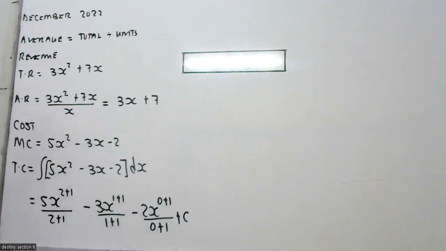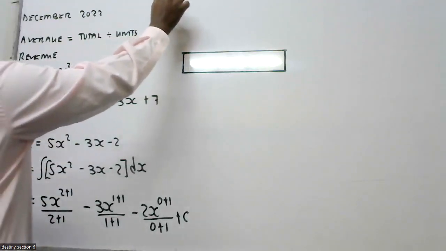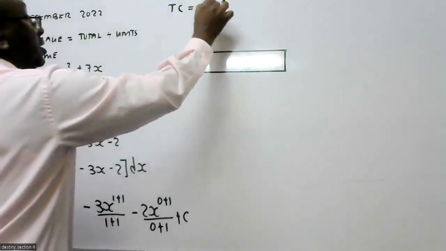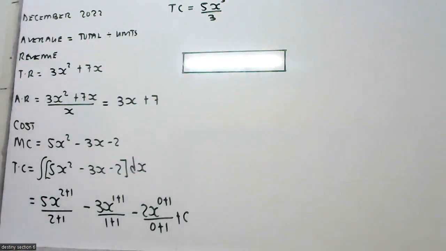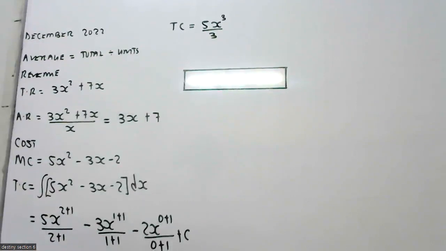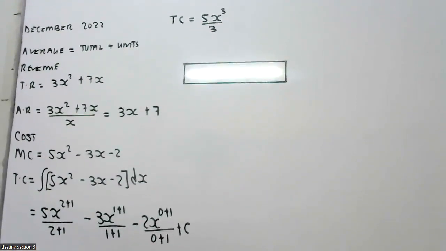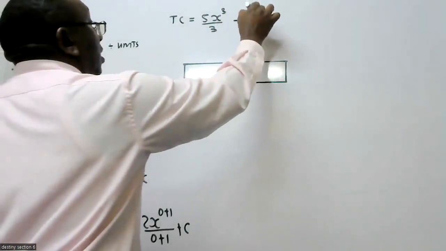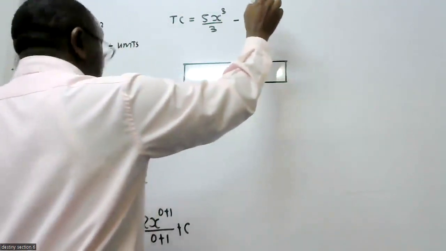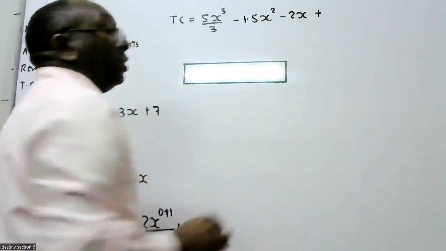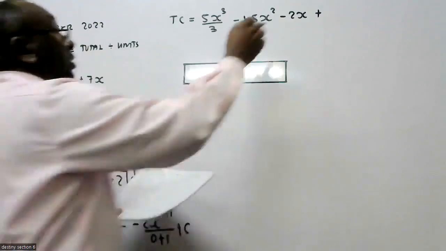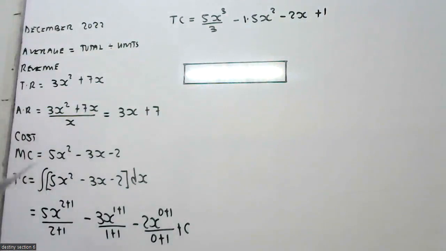When you add the constant of integration C, the total cost settles as 5x cubed, you divide by 3, minus 1.5x squared, minus 2x, plus C. And C, we say it is always the fixed cost. Because the equation is in thousands, then we will say plus 1.